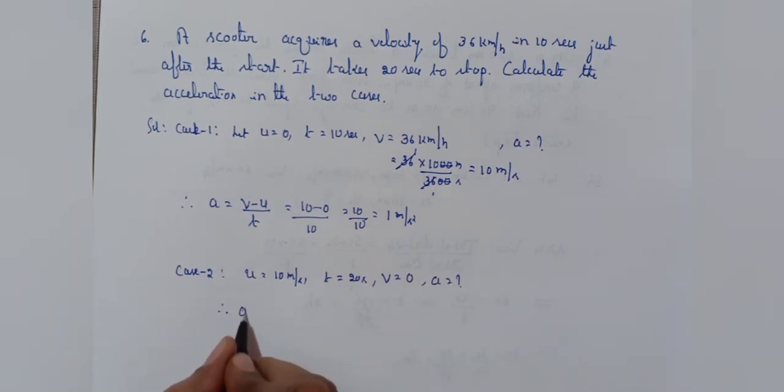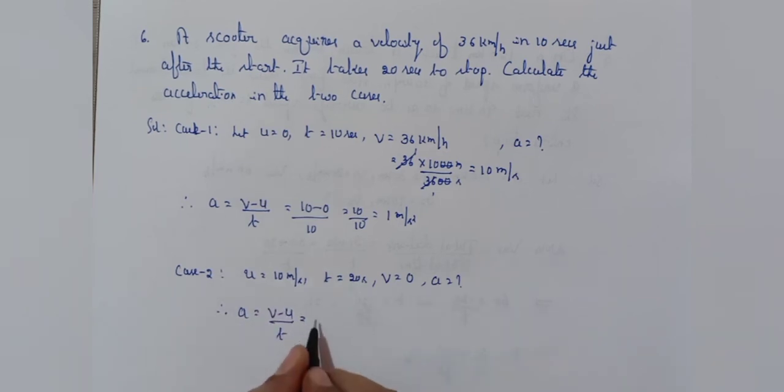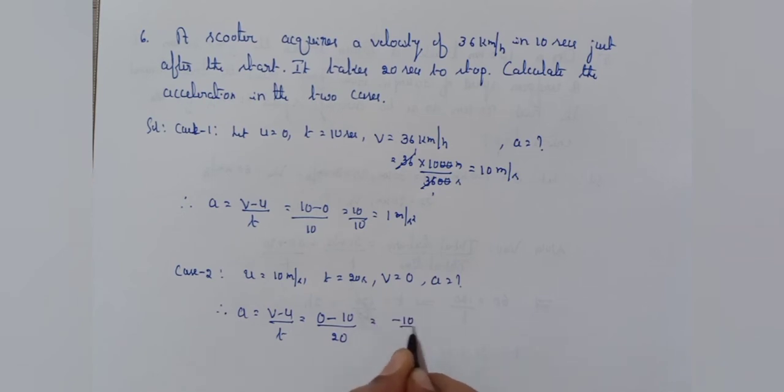Then acceleration a is equal to v minus u by t. Here v, the final velocity, is 0, the initial velocity is 10, and the time is 20 seconds. So minus 10 by 20. 2 1s are 2, 2 2s are 4. So if you divide 1 by 2, you will get minus 0.5 meter per second square. So here the acceleration is minus 0.5 meter per second square. Thus the negative sign represents the retardation.